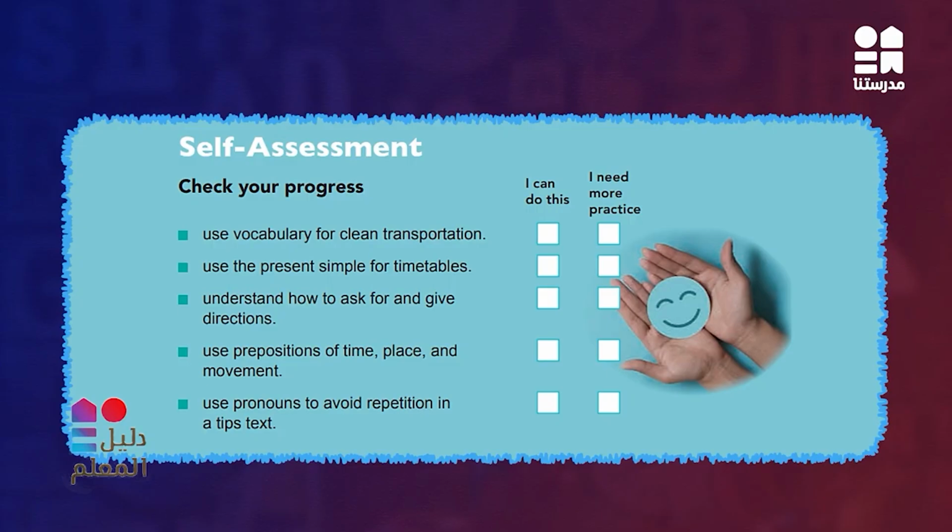Put the students into familiar pairs or small groups with the students that they feel comfortable talking to. Read the first objective in the self-assessment with the class, then turn to the corresponding lesson. Lesson 1, Vocabulary for Clean Transportation, page 56. Ask pairs or groups to discuss how confident they feel about being able to use this vocabulary now.